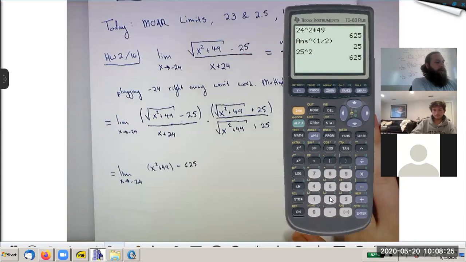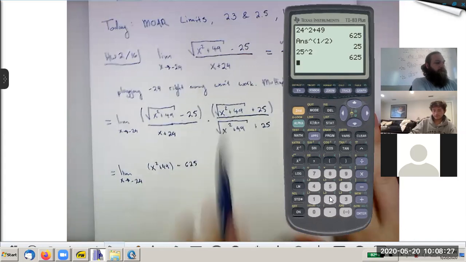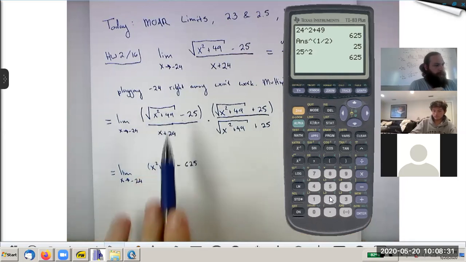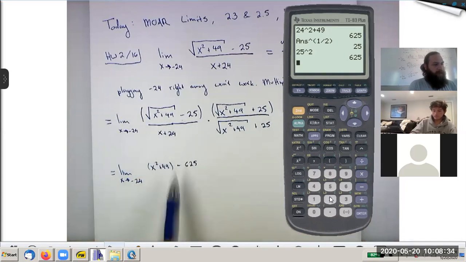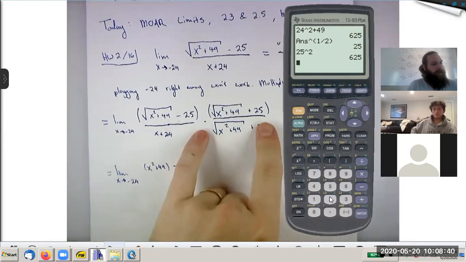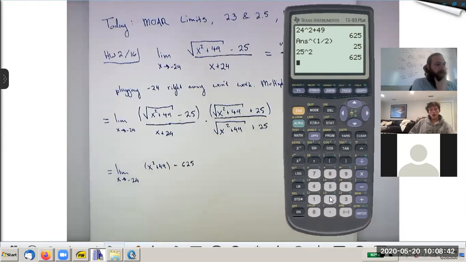So this is my numerator. I've got x squared plus 49 times x squared plus 49 all under a square root, which is the square root of x squared plus 49 all squared, which is just x squared plus 49. My outers and my inners cancel because this is the whole conjugate thing. And then I'll have minus 25 times 25, which is minus 625.